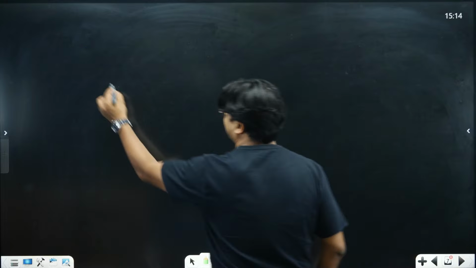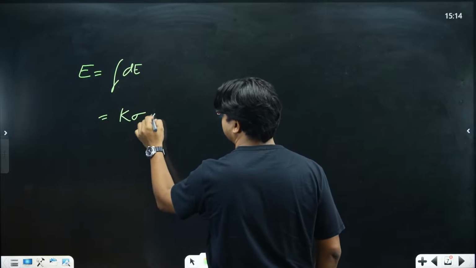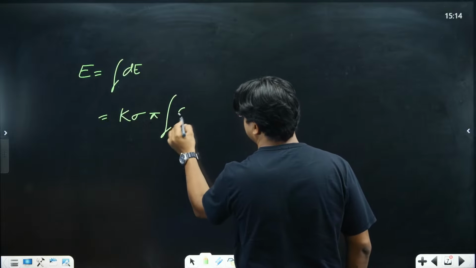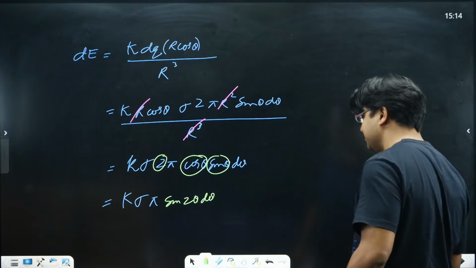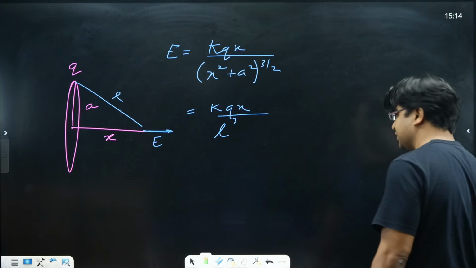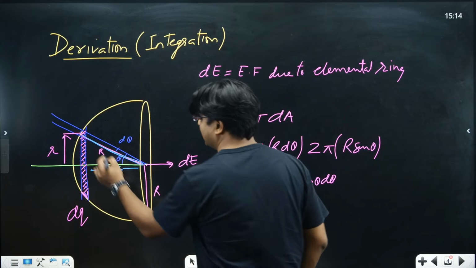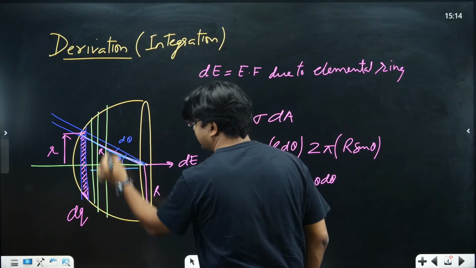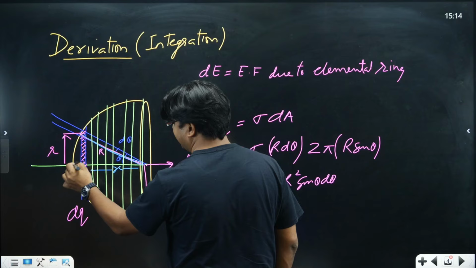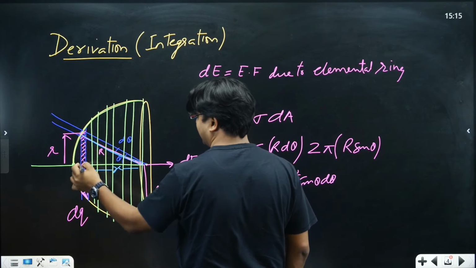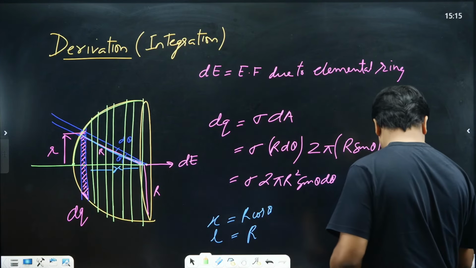So electric field will be given by integration of dE. That would be k sigma pi integration of sine 2 theta d theta, and theta should change from, let me just check everything is okay. Yeah, theta should change from where to where? We need to cover all the rings. So this ring, then this ring, then this ring, and so on. We need to move from here till here. So theta should change from 0 to pi by 2.